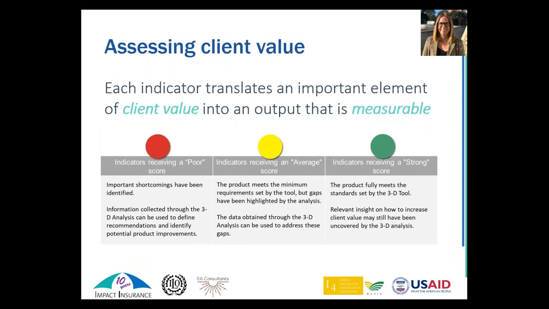For each of these indicators, the evaluation process allows for a measurement of client value based on the criteria and the information gathered for that indicator. For indicators receiving a strong rating, this means it meets the standards set by the tool, but the process can still reveal important insights on how to increase the client value. For indicators receiving an average score, the product has met the minimum requirements set by the tool, but there are important gaps that have been highlighted. And for those receiving a poor score, that indicates that there have been shortcomings that are very important for client value that have been identified. Next slide.